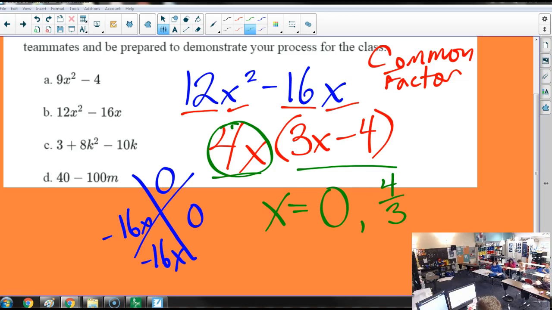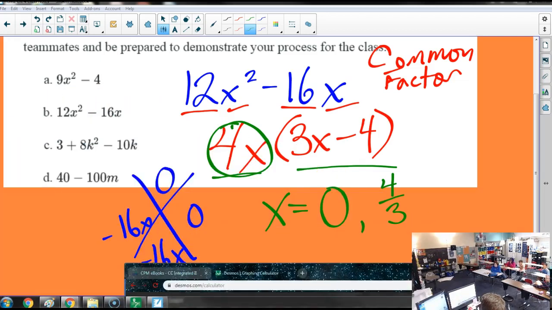So it's a vertical line. It's a horizontal line. No, it's a vertical line. It never passes through y. It's a vertical line. And then the x-intercept is 4 over 3. Check it.